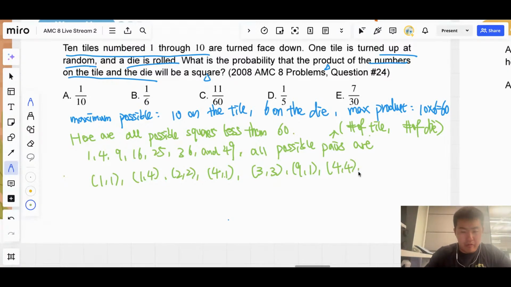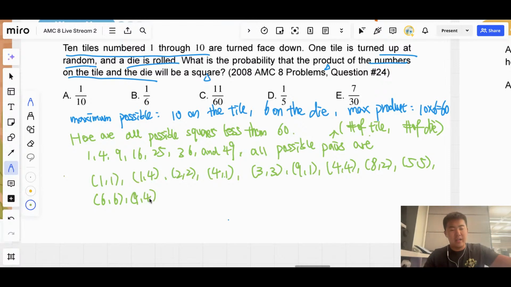So we have 4, 4 for the 16, and definitely 8, 2, right? So there should be a few more. 5, 5 for the 25. That's the only case for getting a square of 25. And 6, 6. Notice 6, 6, we can also have it as 9, 4, right? So I will say 9, 4. 9 on the tire, 4 on the die shows up.